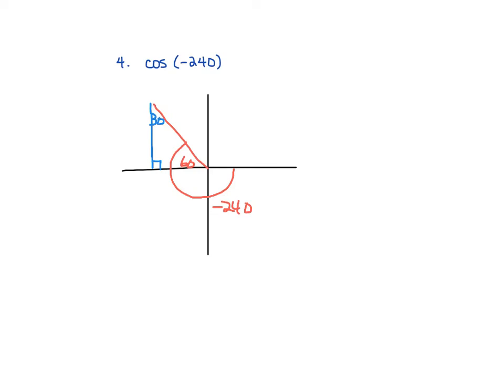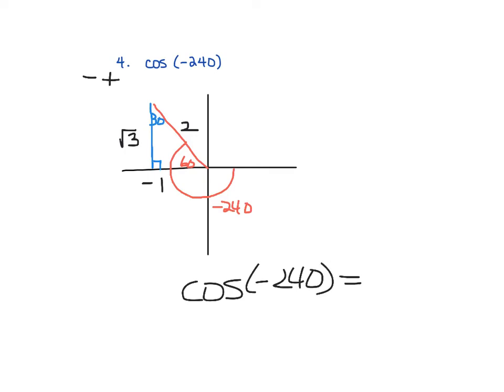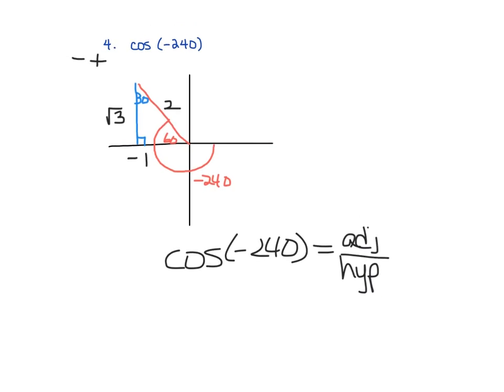Opposite 30 is 1. Opposite 60 is √3. And then opposite 90 is 2. Again, remember the signs in the second quadrant are going to be negative, positive. So -1 and positive √3. Now I'm going to do cosine. So cosine of negative 240 is going to give me adjacent over hypotenuse. And adjacent is going to be -1 and hypotenuse is going to be 2. Again, in this, all students take calculus. In quadrant 2, only sine and cosecant are positive. This is why I have a negative answer.